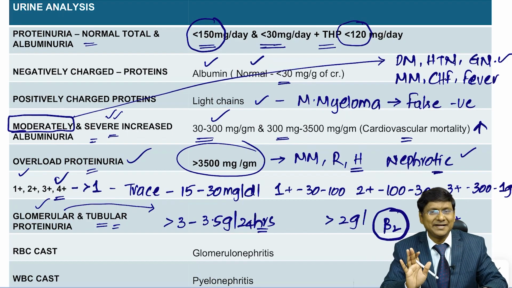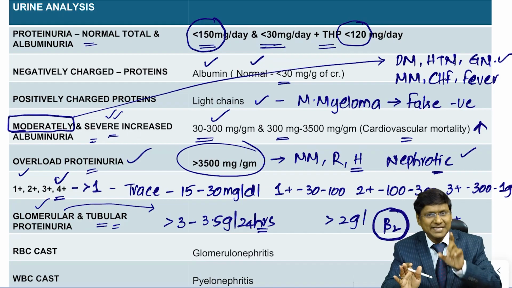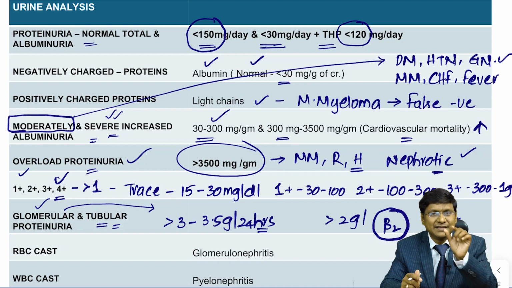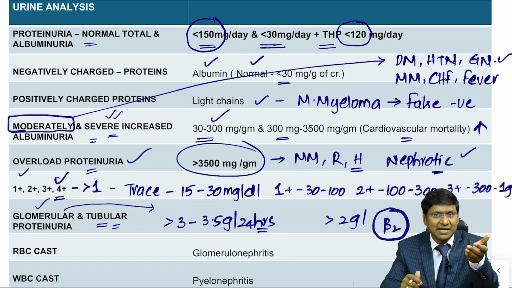Then you need to be completely aware of the cast. Please remember, when we are using this particular term called cast, a cast is always formed in the kidney, right? And how is it formed? It is formed by the precipitation of the Tamm-Horsfall protein with abnormal constituents like RBC, WBC, or certain pigments or certain crystals. And this particular cast is formed exactly at the distal convoluted tubule, right? It is formed at the distal convoluted tubule.